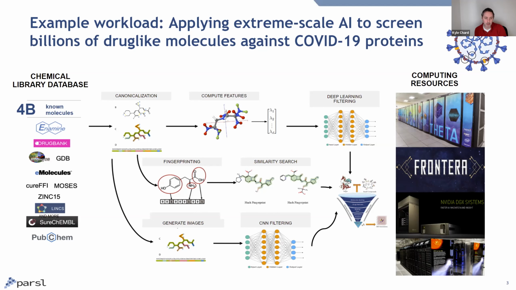We canonicalized them. We computed features of them. We computed fingerprints, images, etc. We passed them through machine learning and similarity search type algorithms to try and identify potential therapeutics. And for this, we had more resources. This is an interesting scenario: we had more resources given to our group than we had the ability to use. So we were using systems all across the US and around the world to run this type of processing.